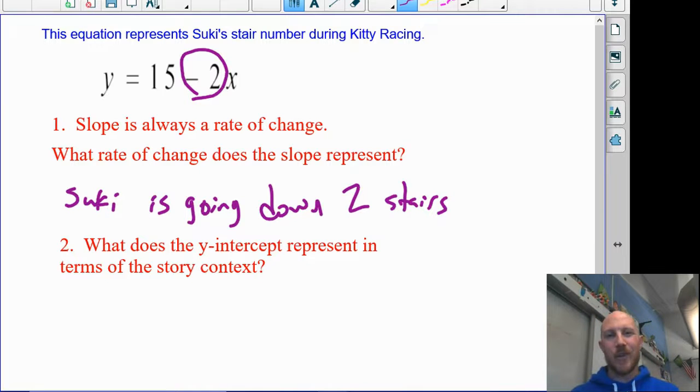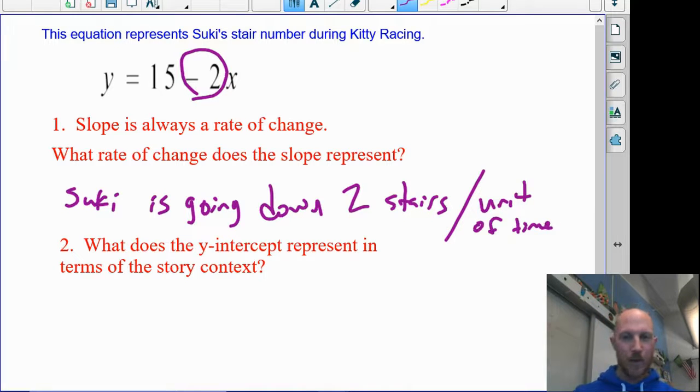Per whatever, and it doesn't actually give us enough information to fully answer this. I don't know if it's 2 stairs per second or 2 stairs per minute, 2 stairs per day. So 2 stairs per unit of time, but I'm not told what the unit of time is. Probably seconds, because that's what all of the other kitty racing things have been measured in, but it doesn't actually say. And then for question 2, what does the y-intercept represent? Well, that's the 15. That's the starting stair. So Suki started at stair 15, and then the stair number is going down by the slope.